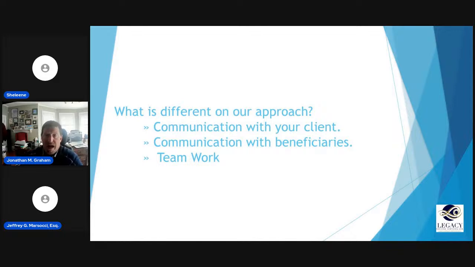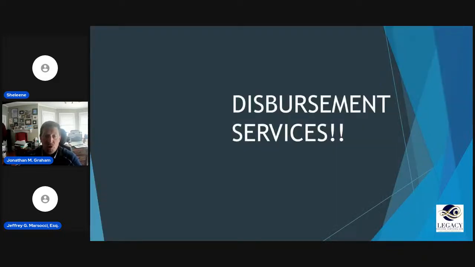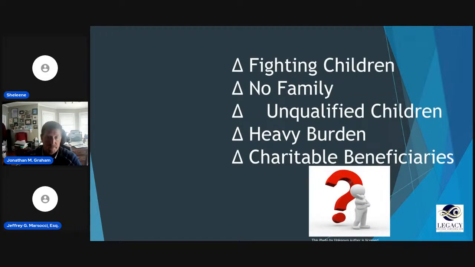So let's review how Legacy can help your clients. Well, we have disbursement services. We help with the actual disbursements of revocable living trusts and wills when they come in at that point. So we may be sitting there for years doing nothing inside of an estate, maybe doing some routine checkups for someone, but until that person passes away, our services don't start.